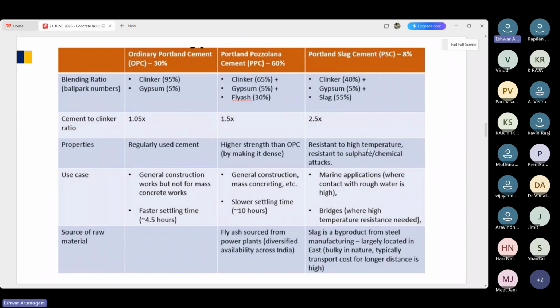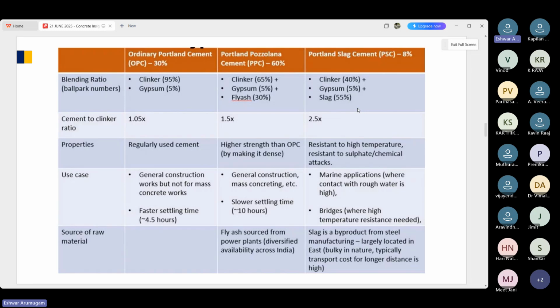So mostly when we look at underwater construction, like bridges, etc., PSC is used. Why, even though PSC has a higher cement to clinker ratio, is its share in total production high? It is because it is subject to the availability of slag. Slag essentially is a very bulky material. It is a byproduct of the steel industry and it doesn't make sense to transport it over long distances.